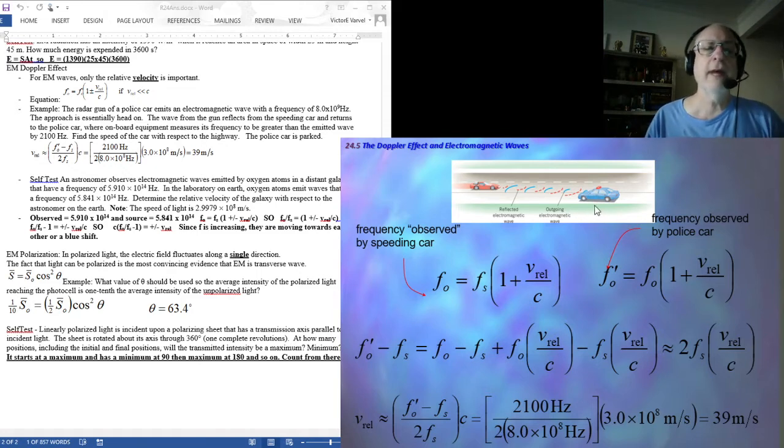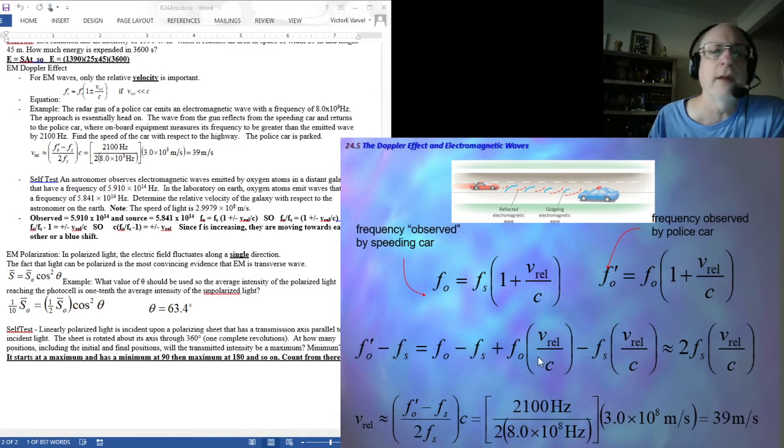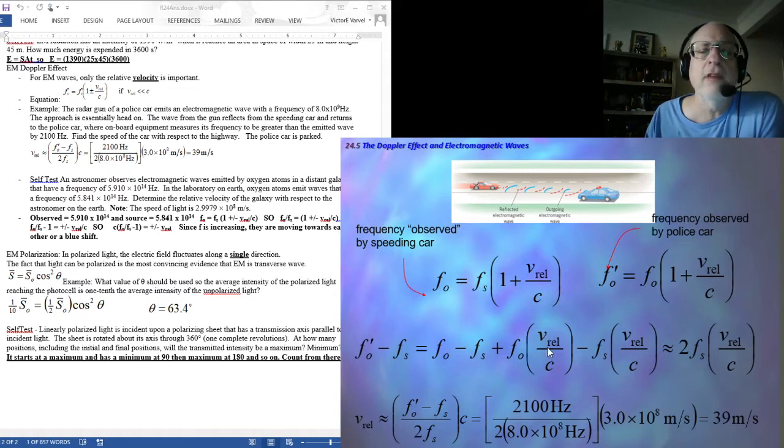Now, using some fancy math, which you can kind of skip through because I'm simplifying, it turns out that in this case, f naught prime minus f_s is equal to f naught minus f_s plus f naught v relative over c minus f_s v relative over c. Because v relative is much less than c, I can simplify this to minus f_s minus f_s v relative over c.